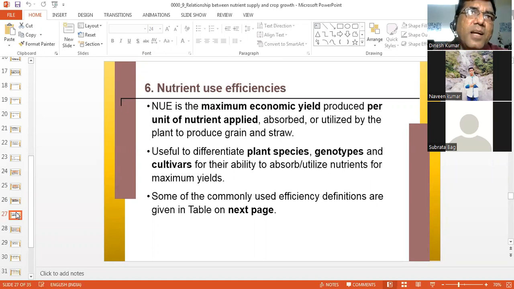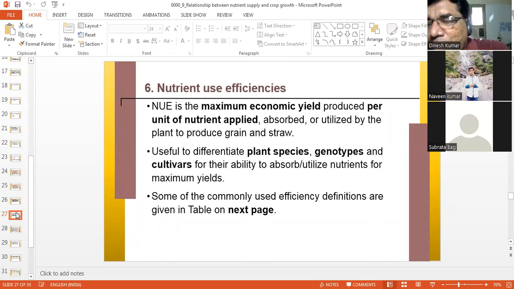Many times students get confused that this efficiency, for example, physiological efficiency, should I calculate it based upon the seed or the uptake in seed or in biomass or in straw? So it depends. You can define it that this is for straw, this is for grain, and this is for biomass, total biomass. If you define that this physiological efficiency has been calculated for straw or for grain or for total, then there is no problem.